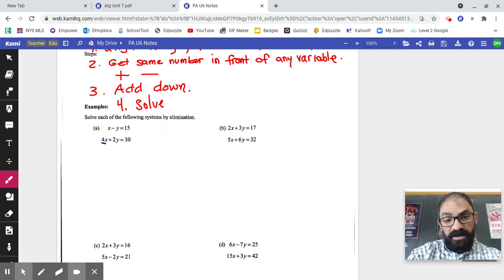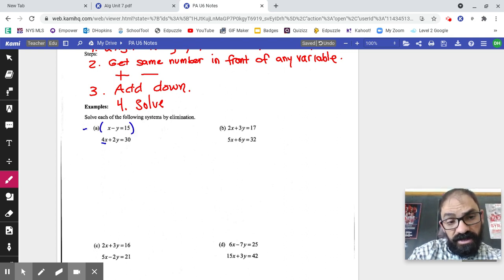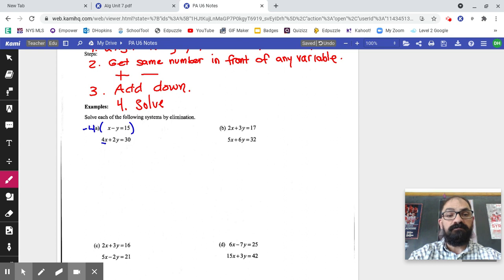Since there's a 4x right here, if I wanted to cancel my x's, then at the top I need a negative 4x, because a negative 4x plus 4x would cancel. So if I multiply this whole row by negative 4, let's distribute this, and I'll show you.